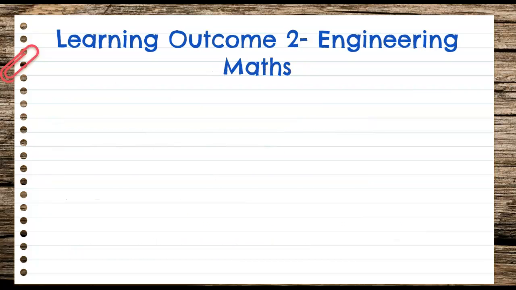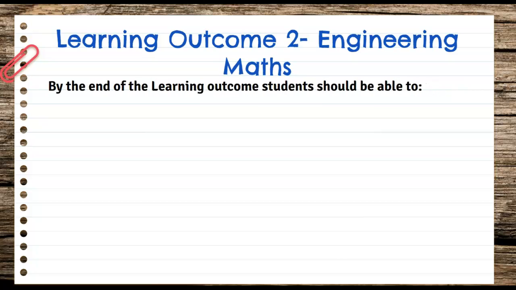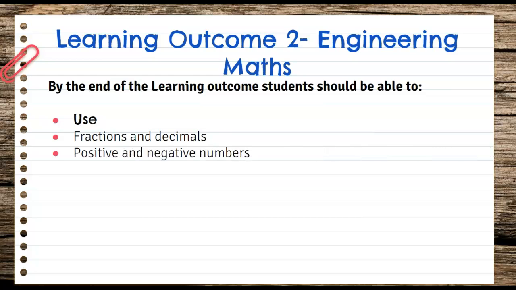Going into engineering maths. Okay, everybody's favourite. Not really. By the end of the learning outcome, students should be able to do, and there is a fair bit. However, the unit's not designed to create mathematicians, all right, but it should allow students to refresh your basic maths and science skills that you learned in high school or on any other engineering unit that you've studied. All right, so you should be able to use fractions and decimals, positive and negative numbers, trigonometry.